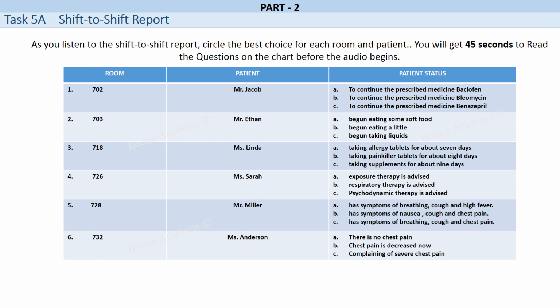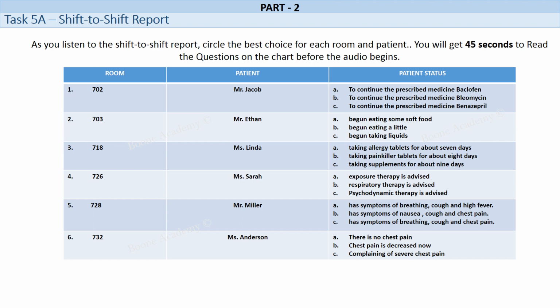Room 703, Mr. Ethan had an elective bilateral inguinal hernia repair this morning. His wound is covered and dry and his post-operative observations are stable. Temp is 37, his blood pressure 140/70. He's already started eating a little and his walking is tolerated. Analgesia is written up but he hasn't needed anything.